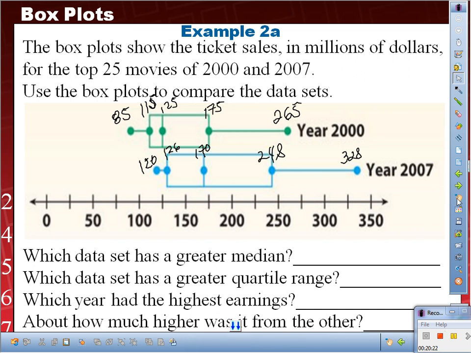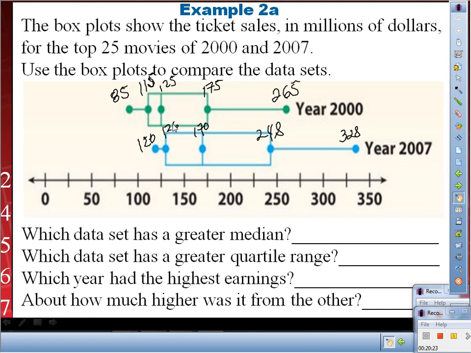All right. So, now that we have this, let's look at the context. It says, the box plots show the ticket sales in millions of dollars. So be careful how you answer the questions when I ask you. This is in millions of dollars for the top 25 movies of 2000 and 2007. Use the box plot to compare the data sets.